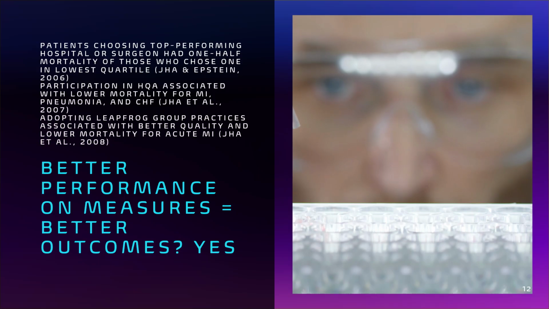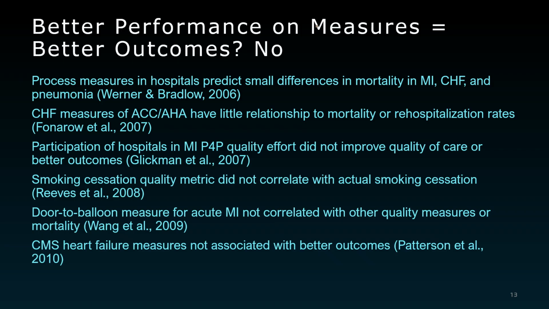So the takeaway is better processes can lead to better outcomes, but only when they're tied to evidence, consistently implemented, and supported by reliable technology. When process measures don't translate to outcomes. Unfortunately, the story doesn't end with the good news.